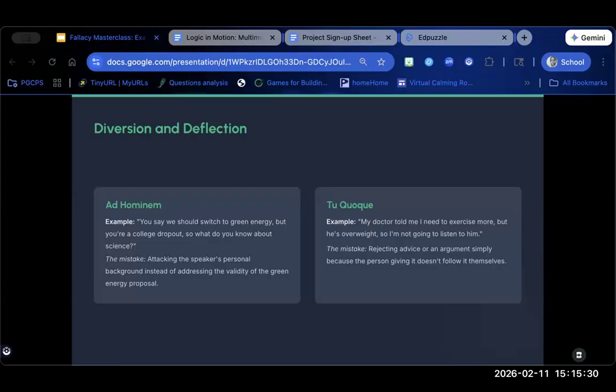Next, we have diversion deflection fallacies. A lot of the times you'll see these fallacies during political debates. So for instance, ad hominem. The mistake here is when there's an attack against the speaker's personal background, beliefs, credentials, or even character, instead of addressing the validity of their proposal or idea. So for instance, my opponent says, you say we should switch to green energy, but you're a college dropout. So what do you know about science?